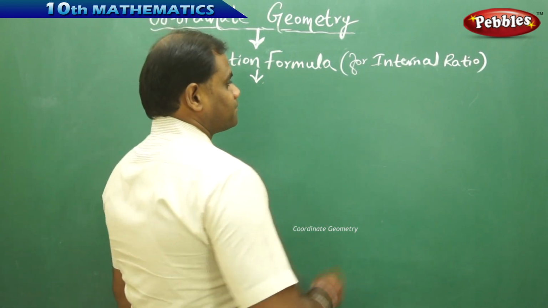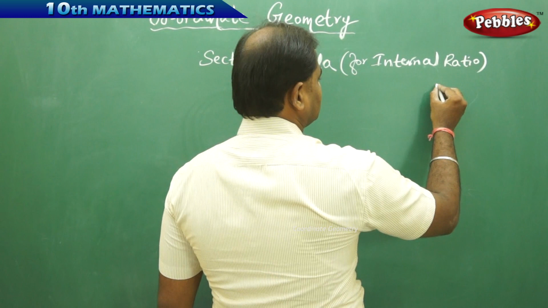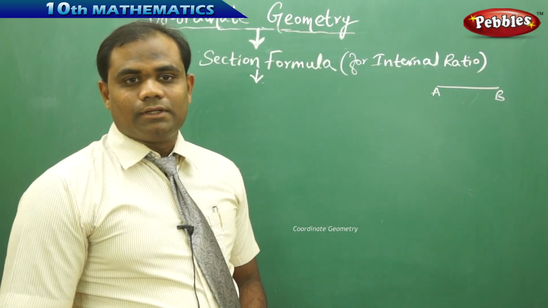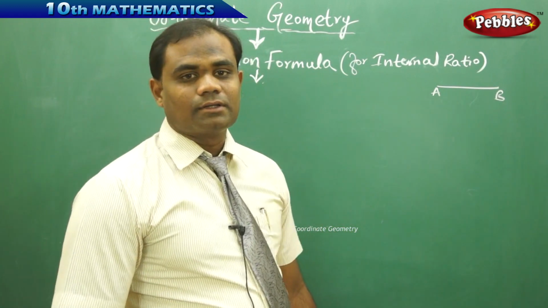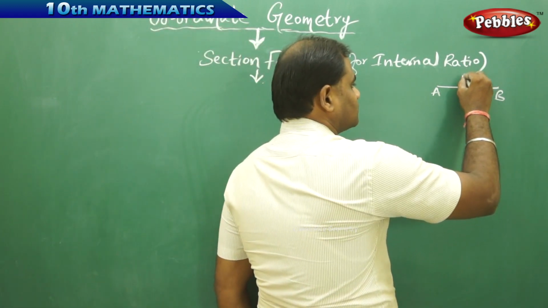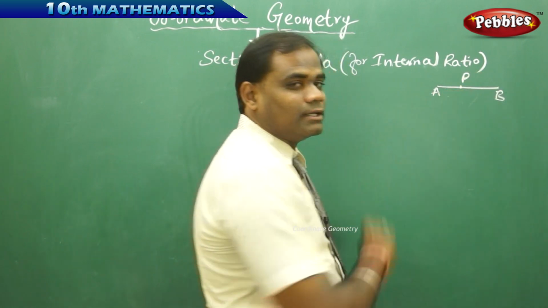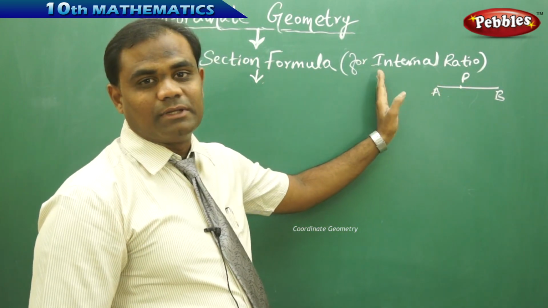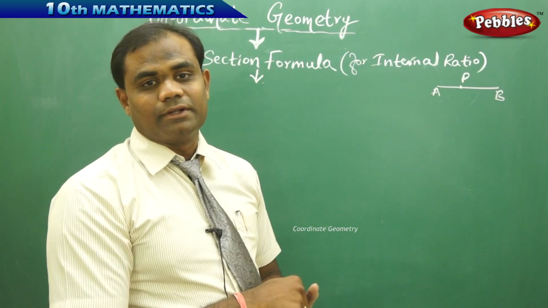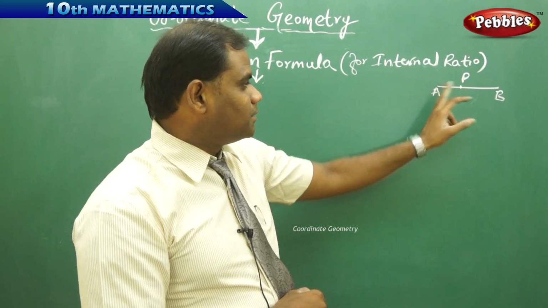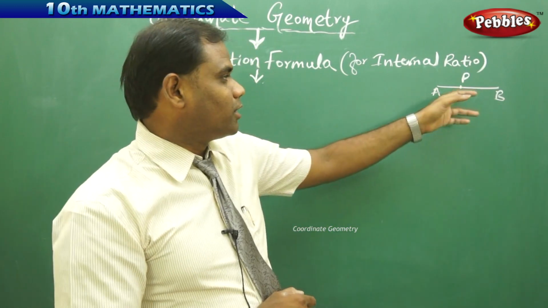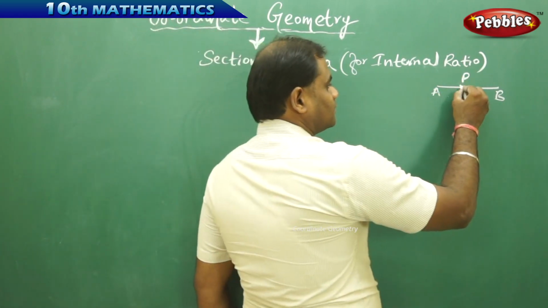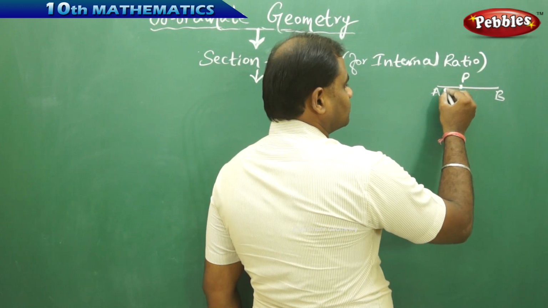Say for example, I take this line. If the line AB is with the coordinates of A and B, then if the point P divides AB internally, then we say this divides internally. If P is outside of A and B, then we say P divides AB externally. So in this case, point P is between A and B. Therefore, the point P divides the line AB internally, and just we have this dividing in some ratio, say M and N.